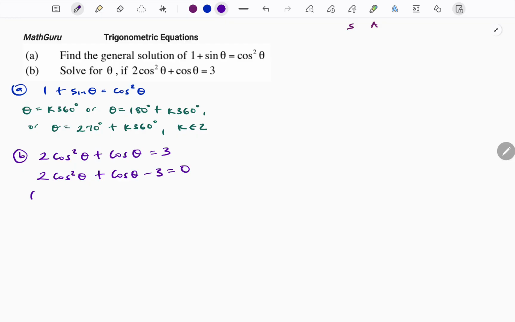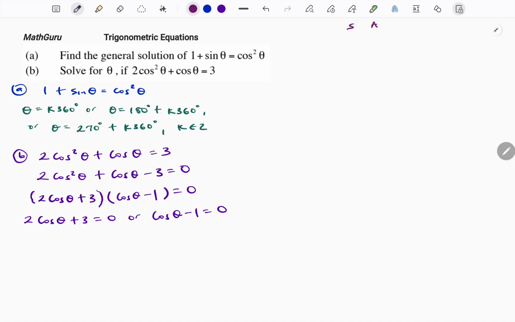And if I solve that, factorizing, that will be 2 cos theta plus 3, close bracket. Then I have cos theta minus 1. So therefore, my two values: 2 cos theta plus 3 equals 0, or cos theta minus 1 equals 0. So what I'm going to do, like I did in the first example, is solve the equations separately, and then I combine my answers at the end.